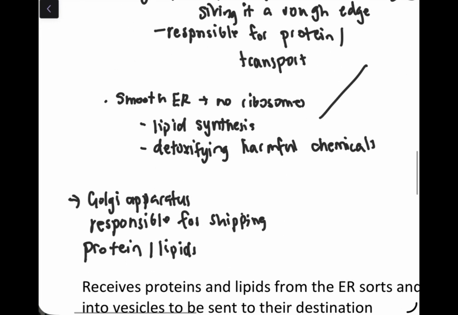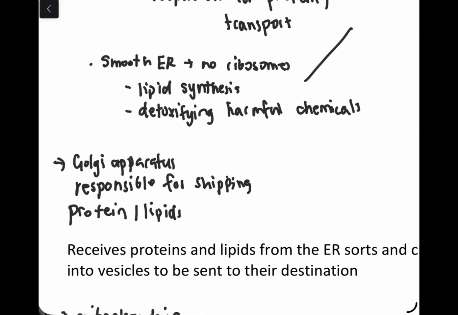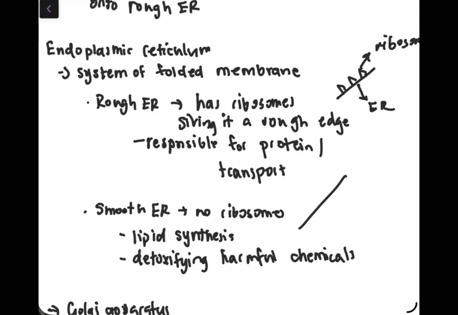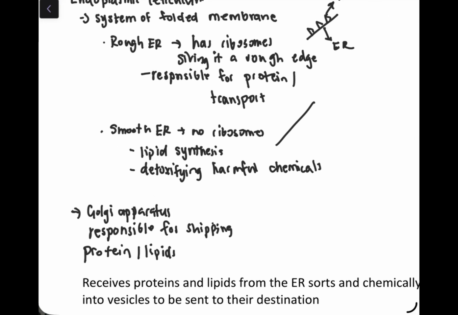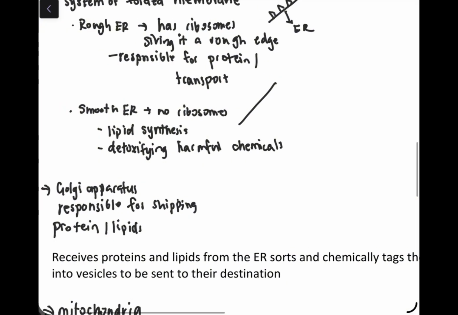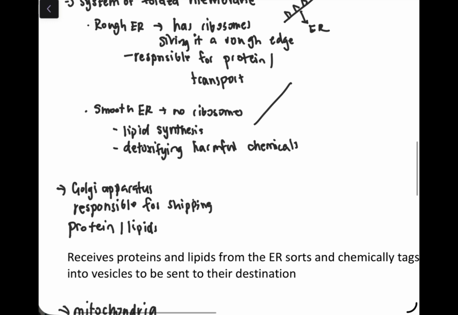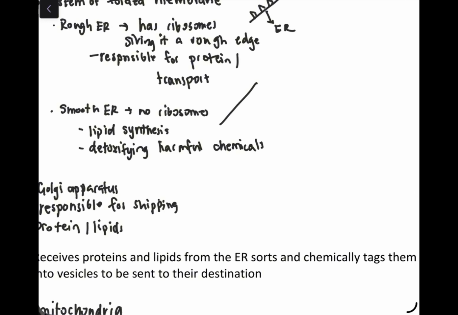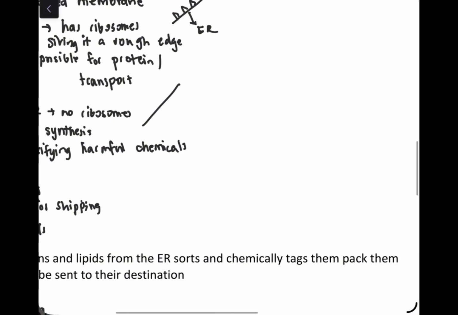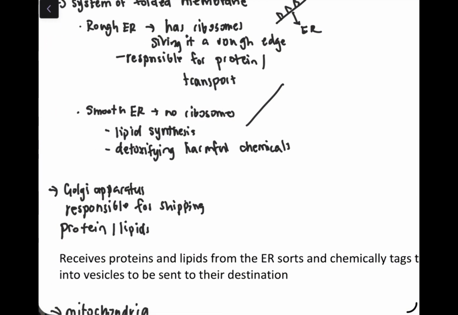They're nothing too in-depth. The next one we have here is the Golgi apparatus. The Golgi is responsible for shipping proteins and lipids. Once proteins and lipids are made from the smooth ER or the rough ER, they're sent to the Golgi apparatus to be packaged up. The process is really simple. It receives the proteins and lipids from the endoplasmic reticulum, chemically tags them, which helps with signaling, and then packages them into vesicles. Vesicles are essentially membrane-bound sacs that are able to contain molecules and be exported. These are packaged into vesicles and then sent to their destination.